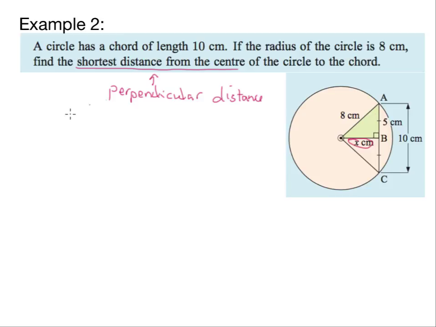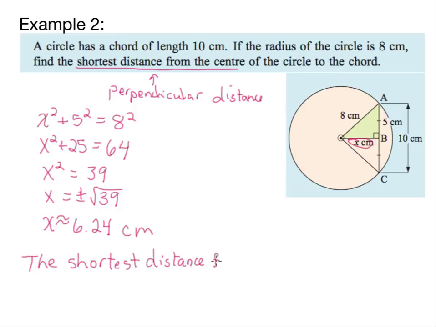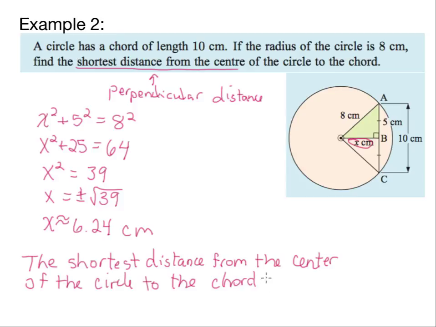So that 10 centimeters, I've now labeled each side as 5 centimeters. I can use Pythagorean theorem to solve for x. So I have x squared is equal to 5 squared plus 8 squared. So we're going to simplify this down and solve, and we end up with x is approximately 6.24 centimeters. So my final sentence for this situation would be the shortest distance from the center of the circle to the chord is about 6.24 centimeters.